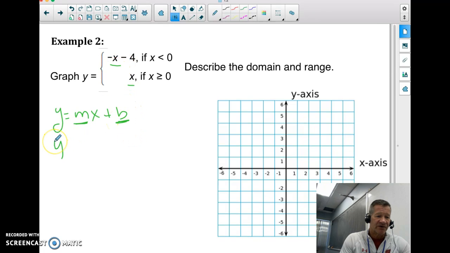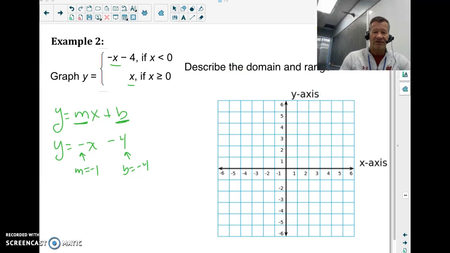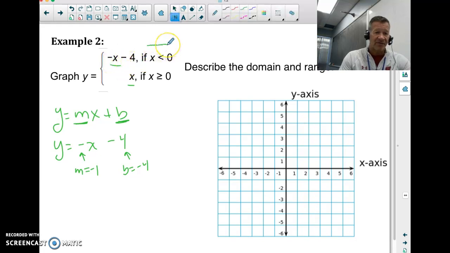So in this first equation, y equals negative x minus 4, the coefficient of x here is a negative 1. So you have a slope of negative 1, and b is negative 4. So you've got a y-intercept of negative 4. Now I'm going to do something a little bit different here. I'm going to graph each line as if we're graphing the entire line, and then we're going to talk about these domains afterwards, okay? So graph negative x minus 4.